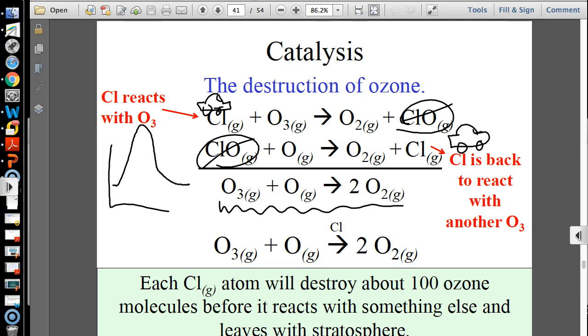So let me show you what happens with the catalyst. How many of these little camel humps am I about to have to draw? 2. Do you know why? There's 2 elementary steps. How do you feel? You good? All right. So with the catalyst, what's going to happen?